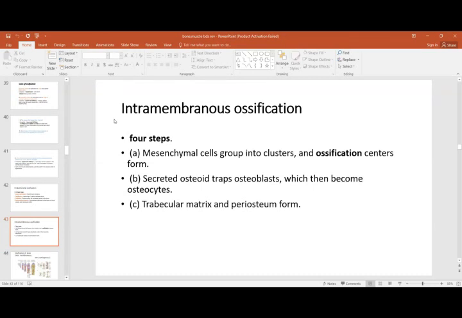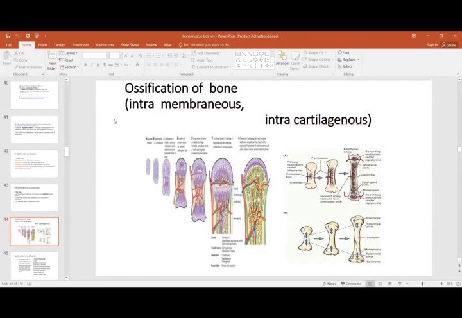In this, it is direct from the membrane to the bone. This would be taught to you again when you do histology, bone histology. See in this picture.